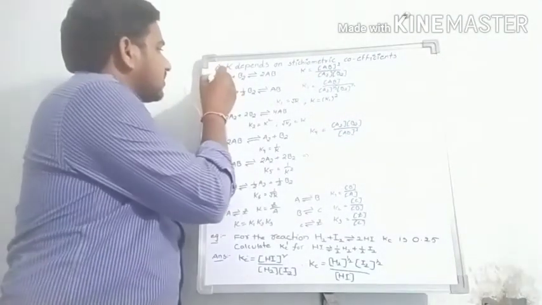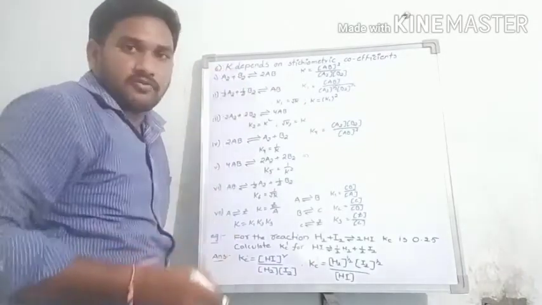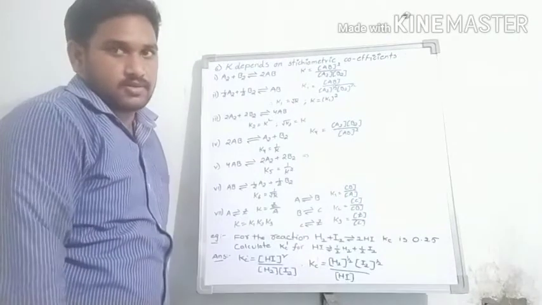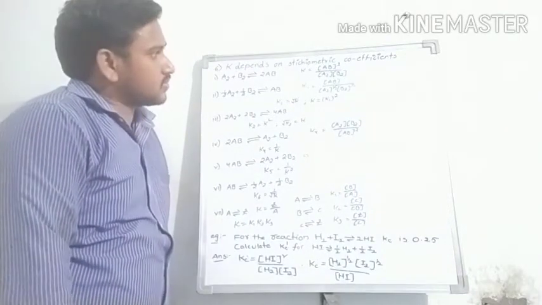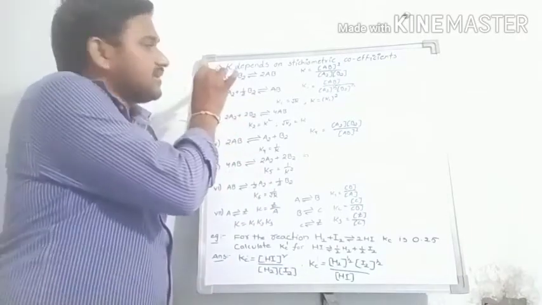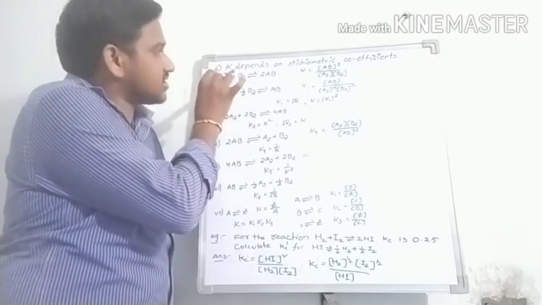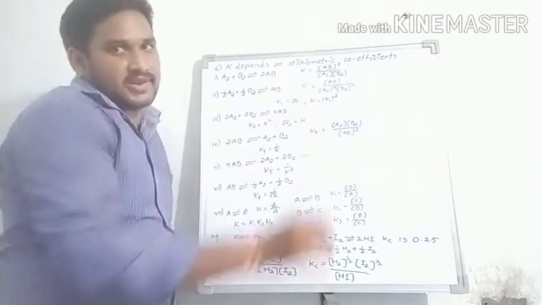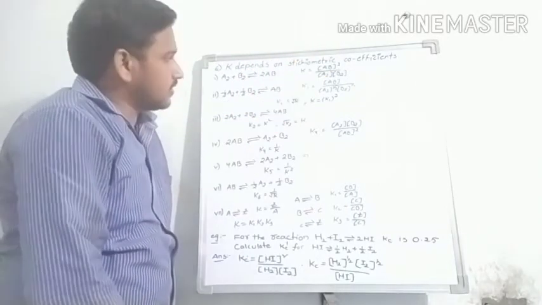Okay, next one is the factors affecting the equilibrium constant. Today we discuss a very important topic. K, the equilibrium constant, depends upon the stoichiometric coefficients. That is the most important point, sir.